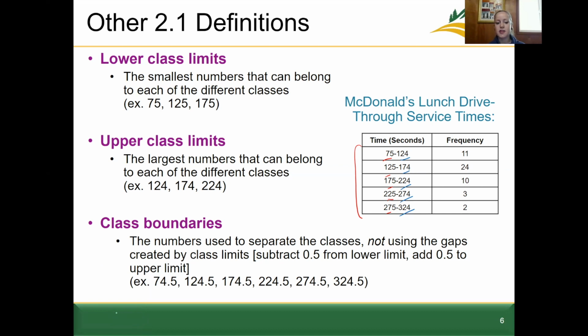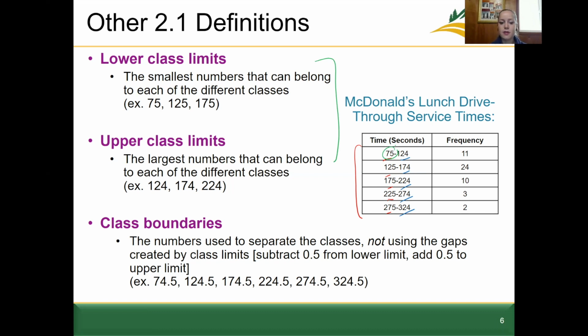The next definition here is class boundaries. These are numbers that are used to separate the classes, not using these gaps that we just established for the lower and upper class limits. So we're not using the gaps created by these class limits. Instead, to figure out the class boundaries, we subtract 0.5 from the lower limits and we add 0.5 to the upper limits. So for example, with our table here, the first class boundary is 74.5 because we subtracted 0.5 from that lower class limit.